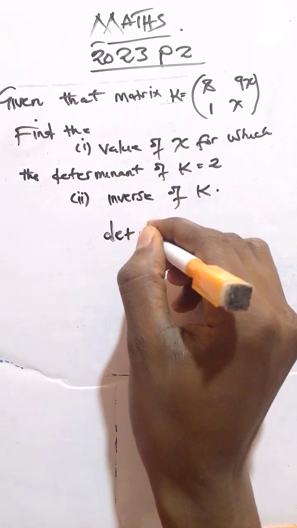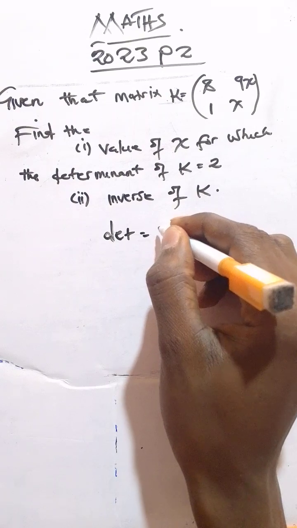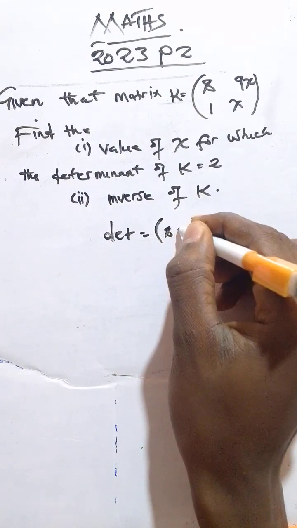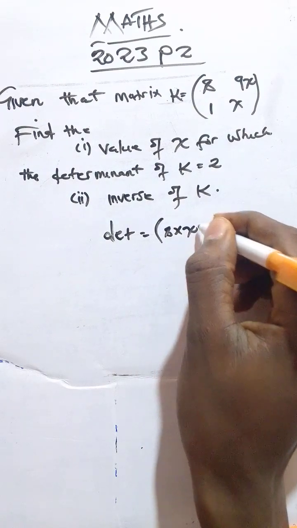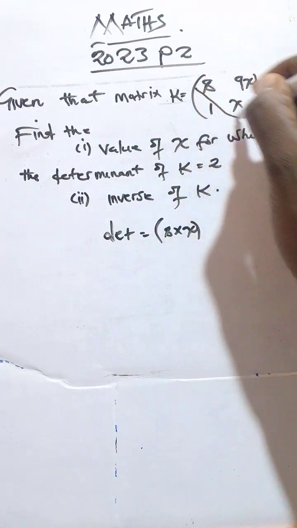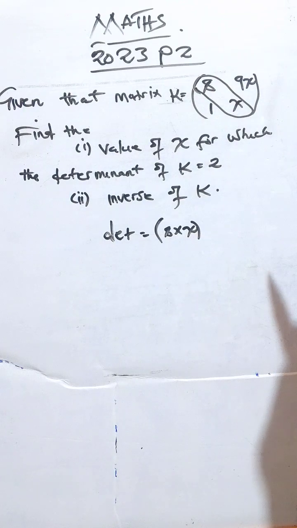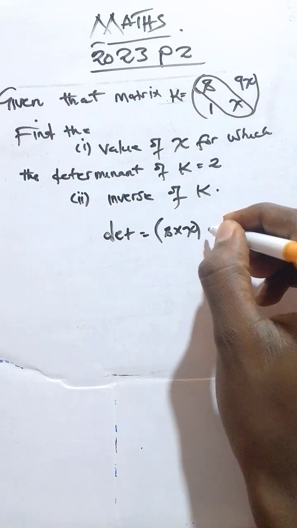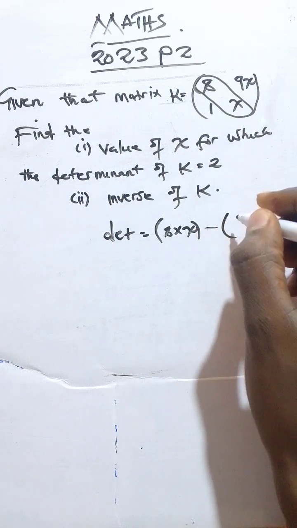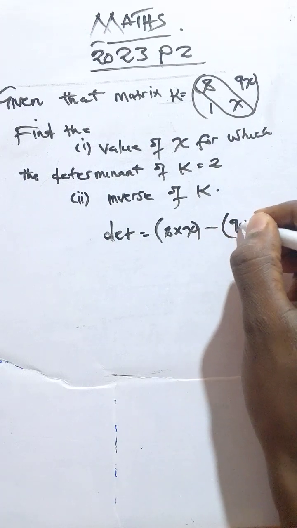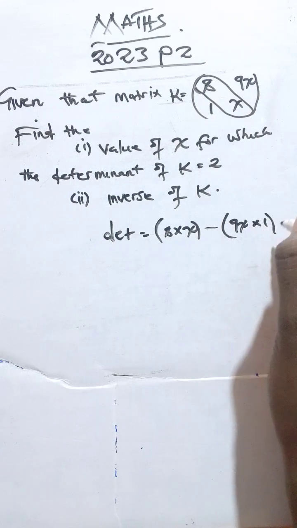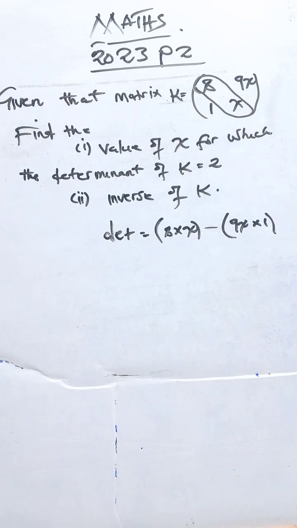determinant is equal to, open bracket, then 8 times x. This is the major diagonal. So you multiply the major diagonal, then you subtract the minor diagonal. So you have 9x, then you multiply by 1. So this is what you have.